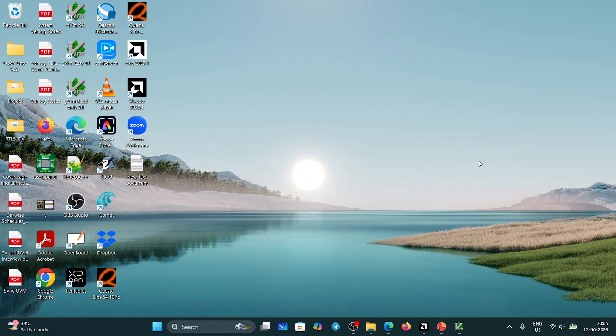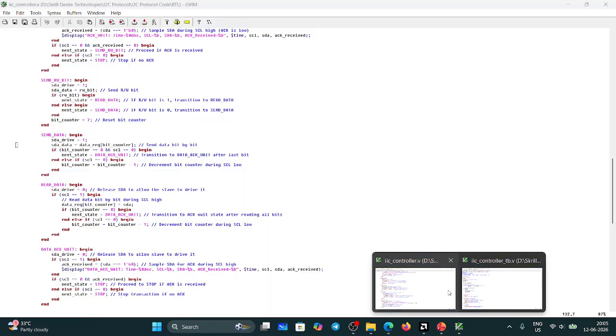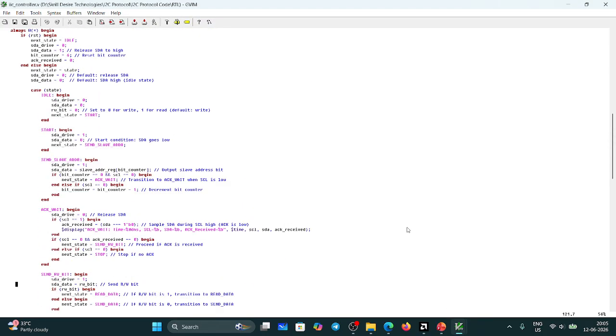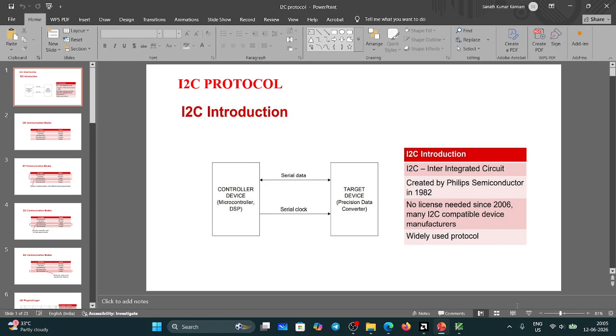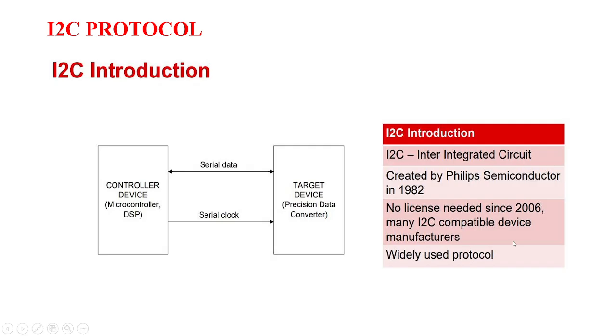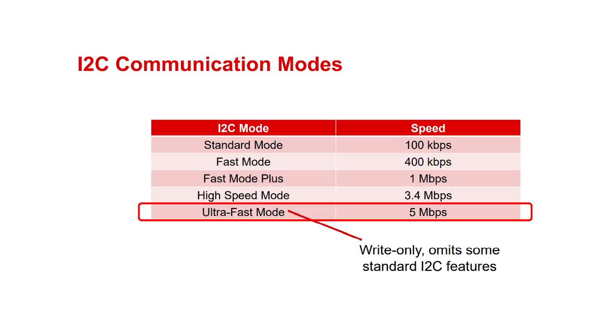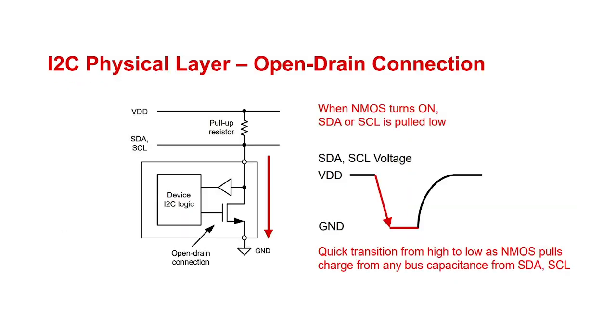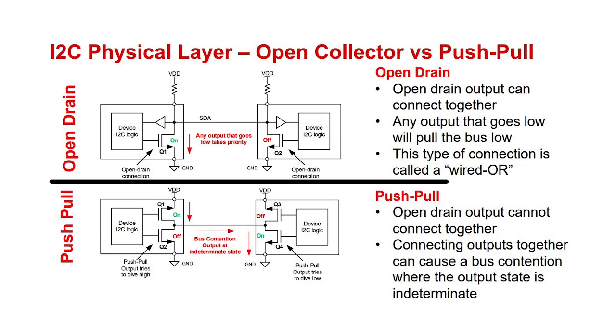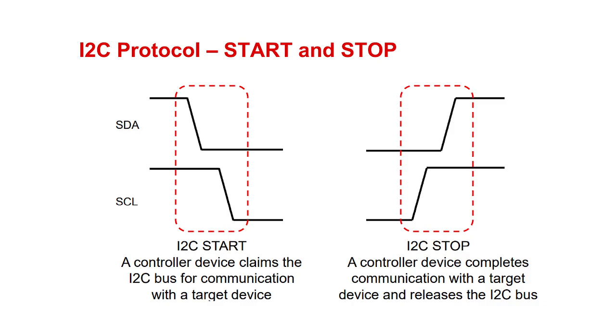So in the last class we discussed the I2C protocol. Today we'll see the coding part. I'm just revising this I2C protocol. We discussed the operation, the physical layer, and next the operation like the start condition.